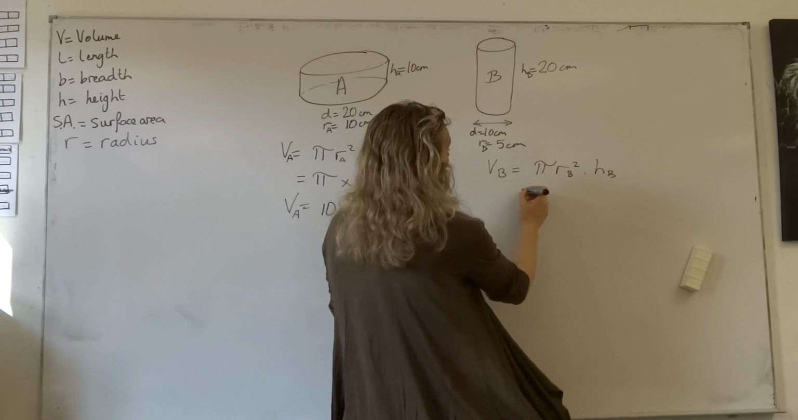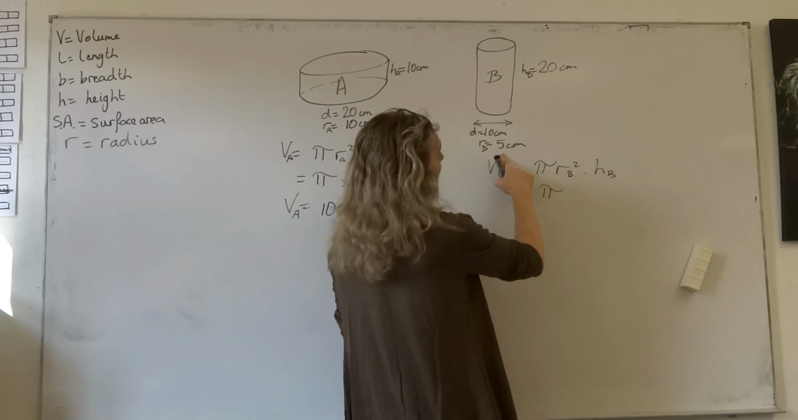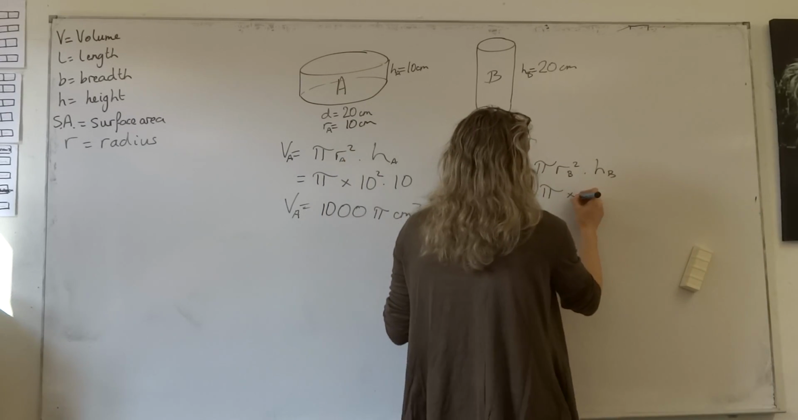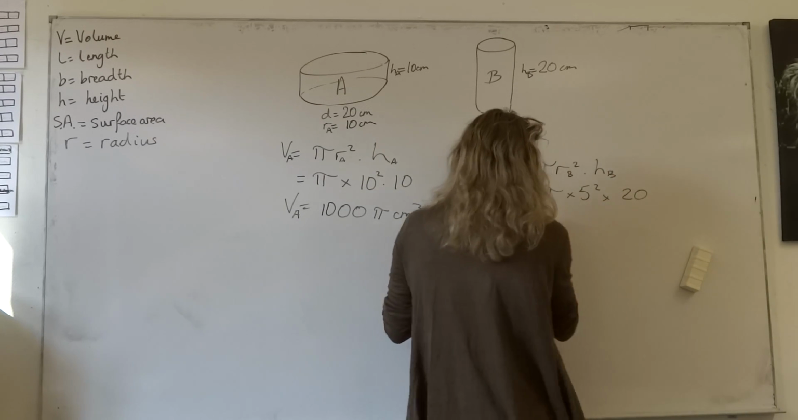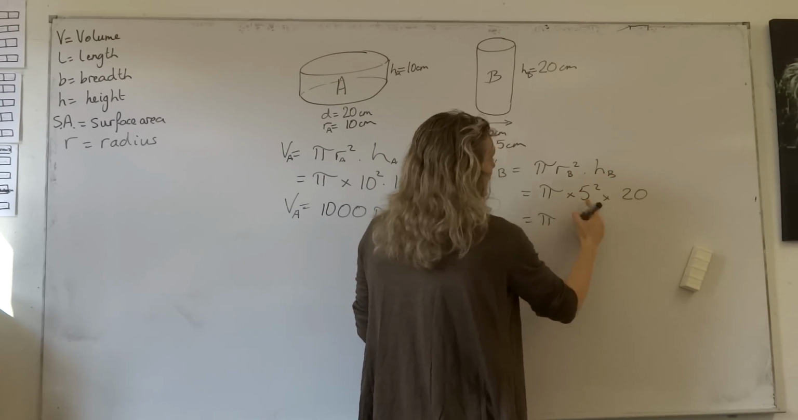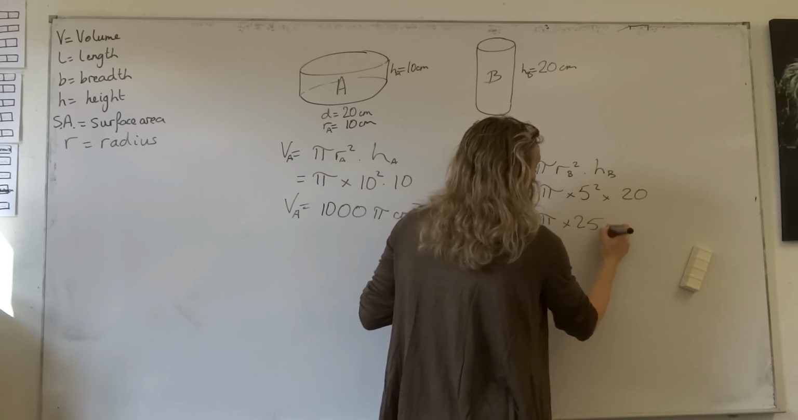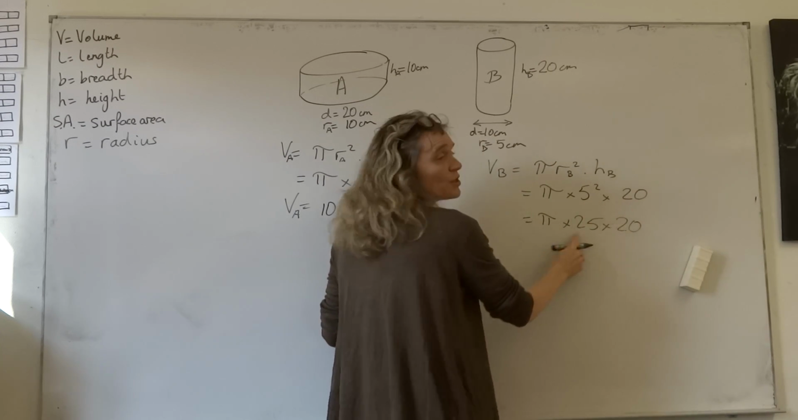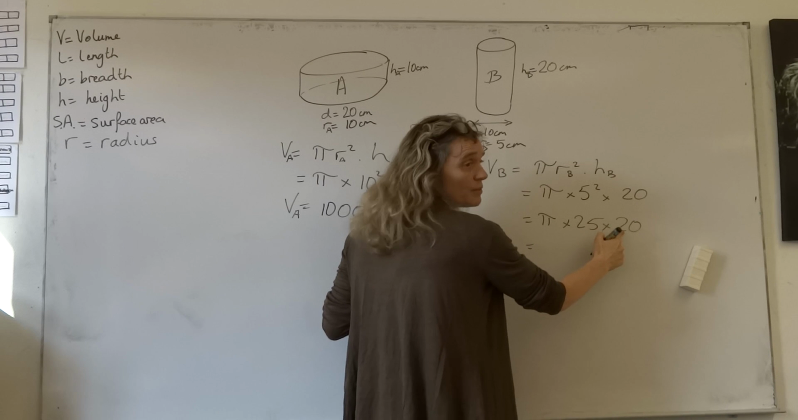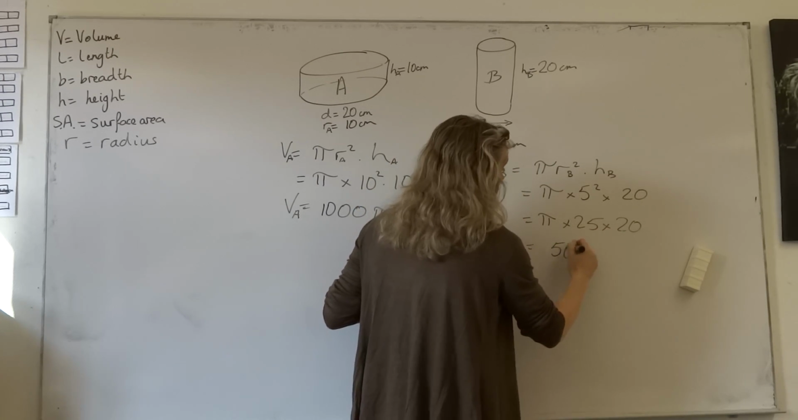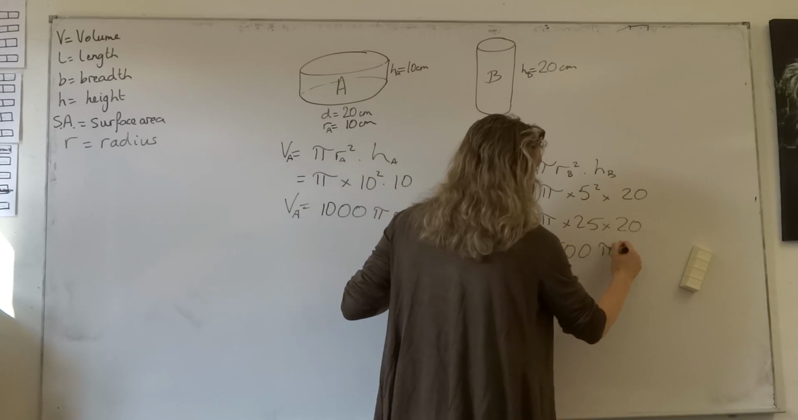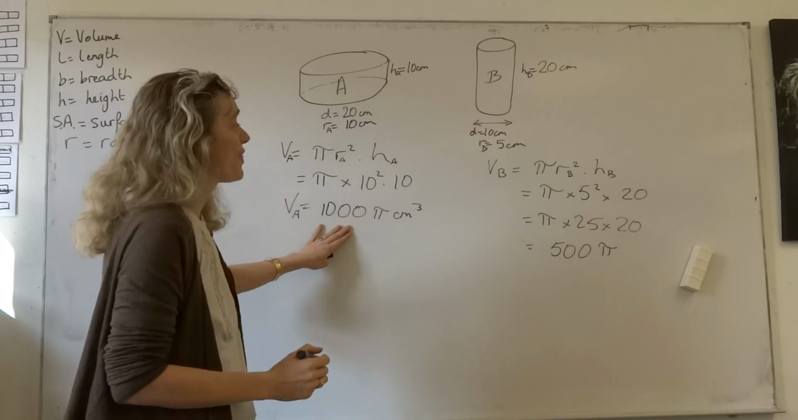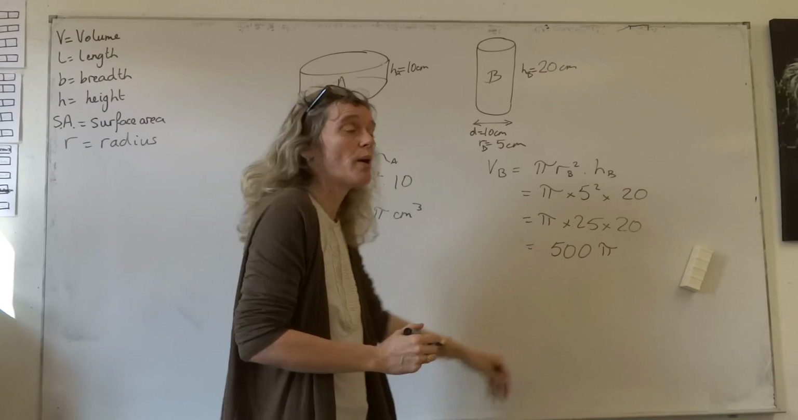So here, what we want is pi, the radius here is 5, so we've got 5 squared times the height, which is 20. 5 squared is 25. 25 times 20. 25 times 2 is 50. So 25 times 20 is 500. 500 pi. So here we have 1,000 pi, here we have 500 pi.